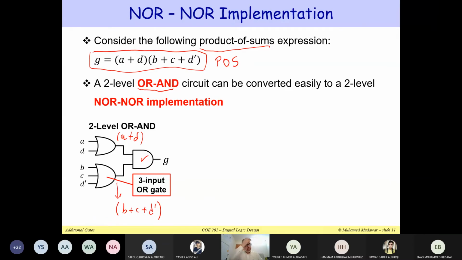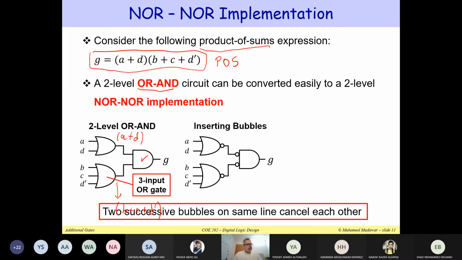In fact, if you take any function f, you can express f either as a sum of products or as a product of sums. So there is more than one way to write the expression of a given function. Now, the reason why here I'm using a product of sums is that I would like to have a NOR implementation for this circuit. So in order to do that, we follow the same steps that we have done in the previous slide. So I'm going to insert bubbles.